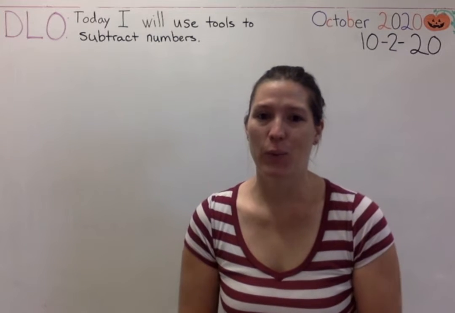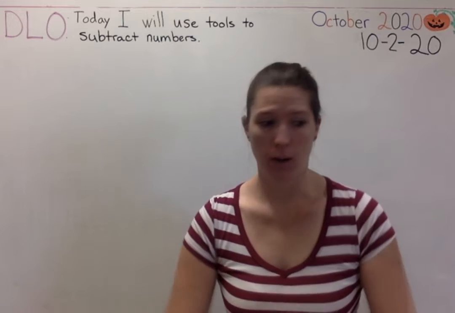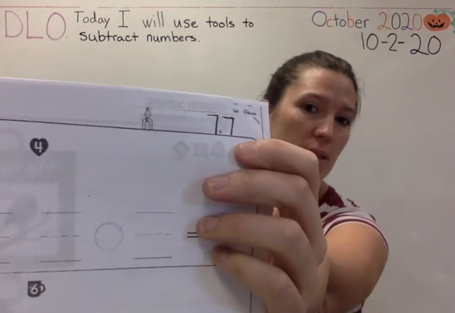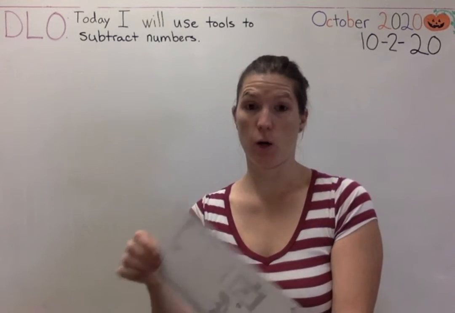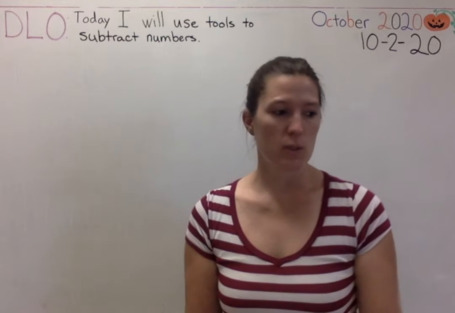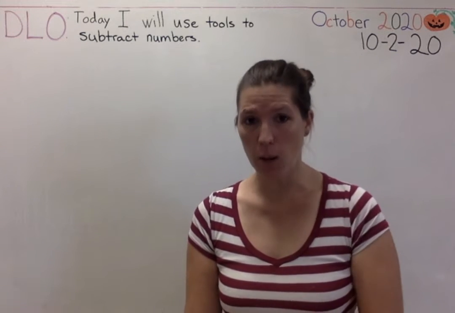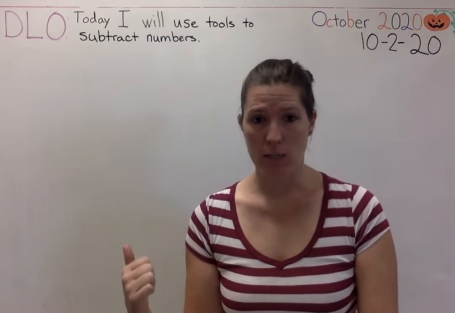In math today, we're wrapping up our subtraction topic in our packet. So today we're doing 7.7, which is the last page in your work packet. We're going to be using different strategies to solve subtraction problems. So let's go over our DLO, and then we'll do some examples.